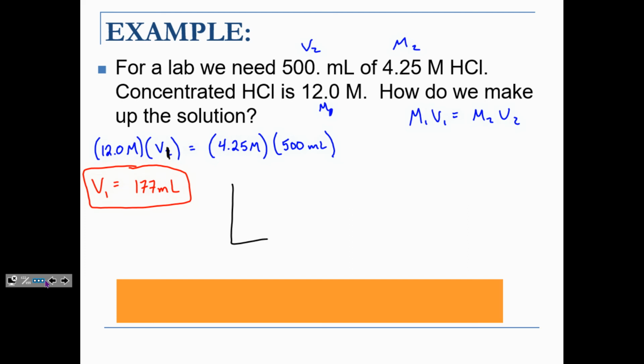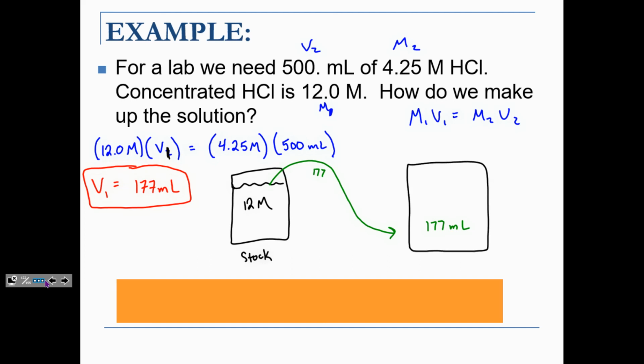So once again, if I draw a picture, I've got plenty of stock solution, which is 12 molar. I'm going to have to take out 177 milliliters and I'm going to have to mix it all the way up with water to the 500 milliliter marker. And when I mix that, I'm going to get a molarity of 4.25.